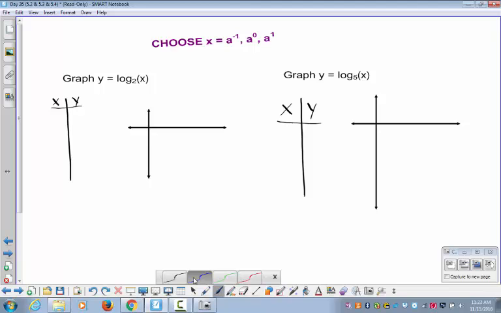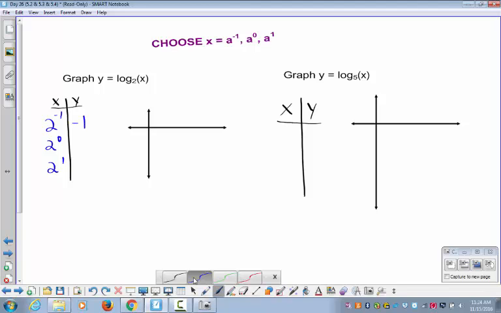If I was going to plug something in for x, it would be really helpful if I plugged in something that could be simplified with this base of 2 here. So what I'm going to plug in so I can take advantage of the cancellation property is 2 to the negative 1, 2 to the 0, and 2 to the 1. So I'm going to take advantage of the fact that that base is 2. And I'm going to plug in powers of 2. In particular, 2 to the negative 1, 2 to the 0, 2 to the 1. And then what are the y values? What's log base 2 of 2 to the negative 1?